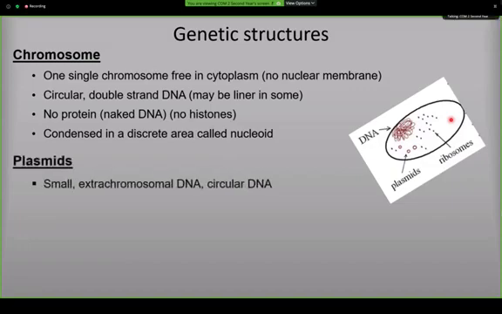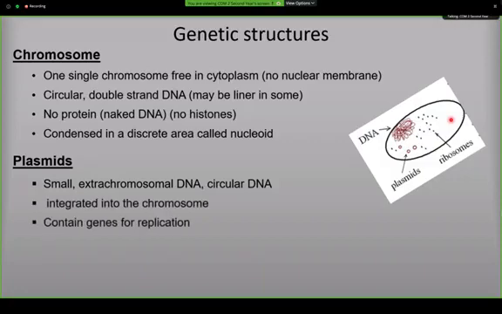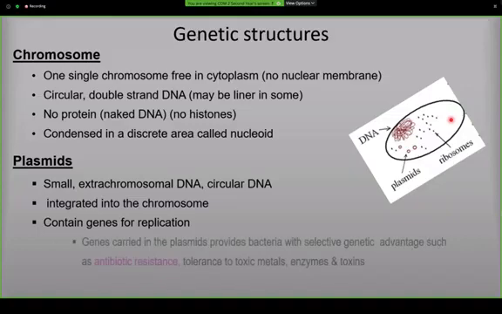The plasmid is considered extrachromosomal DNA, sometimes integrated in the chromosome, and contains genes for replication. Besides that, plasmids play a major role in antibiotic resistance. Why? Because they contain genes that resist certain antibiotics. This is one of the most important functions of that.